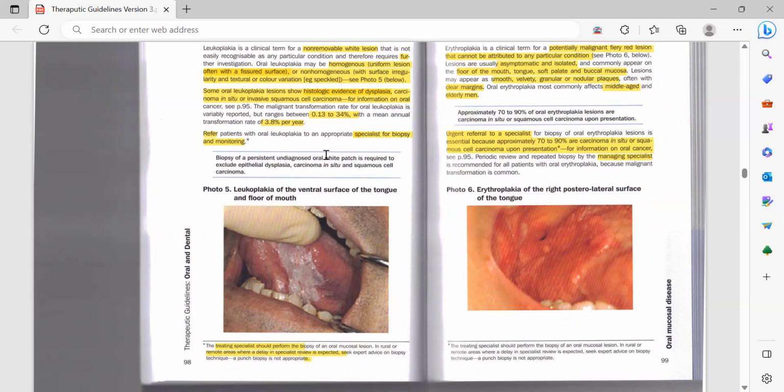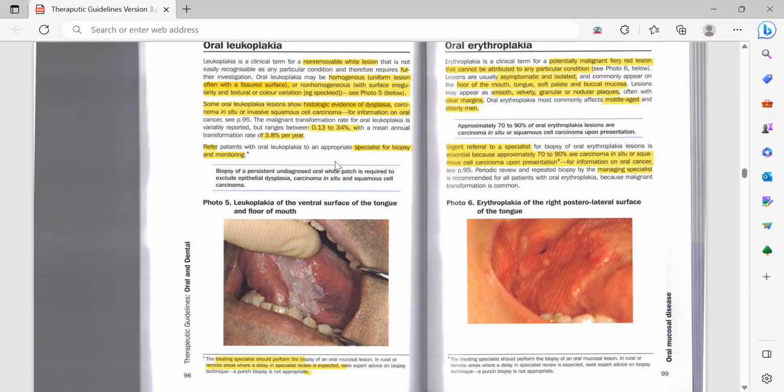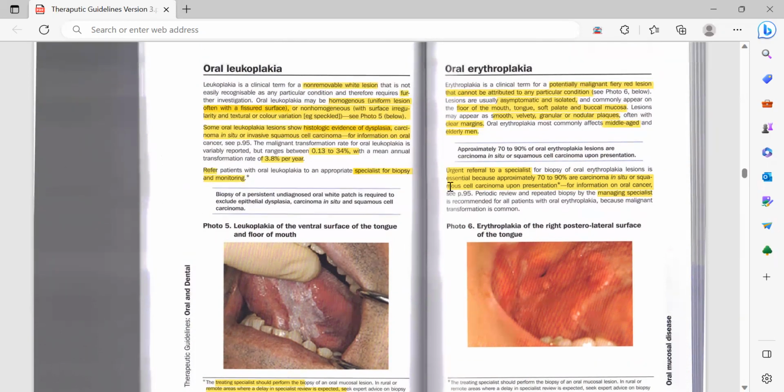Biopsy of a persistent undiagnosed oral white patch is required to exclude epithelial dysplasia. So they would do the biopsy. Why would they need to do the biopsy? To exclude epithelial dysplasia, carcinoma in situ, or squamous cell carcinoma. So these are the stages. First will be mild dysplasia, then moderate dysplasia, then carcinoma in situ, then squamous cell carcinoma. So these are the stages, and the biopsy would help to find out what stage that particular patient is at.